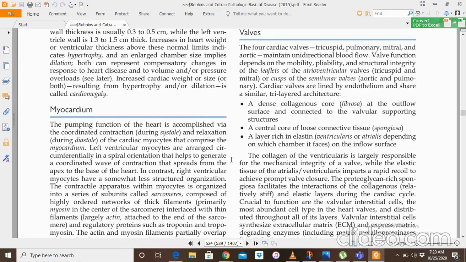So we are talking about valves. Let's start. The four cardiac valves, tricuspid, pulmonary, mitral and the aortic, maintain unidirectional blood flow. What are valves? Valves are the structures that provide the unidirectional blood flow or that prevent the backflow of blood.